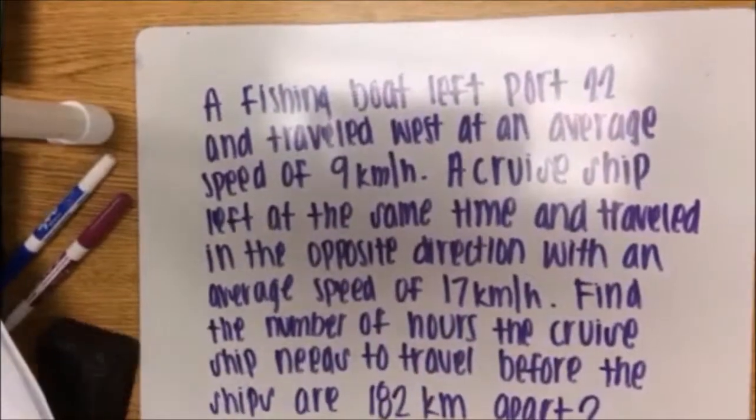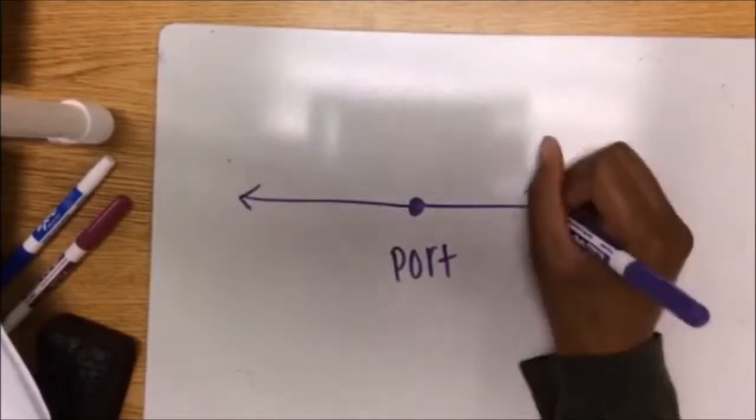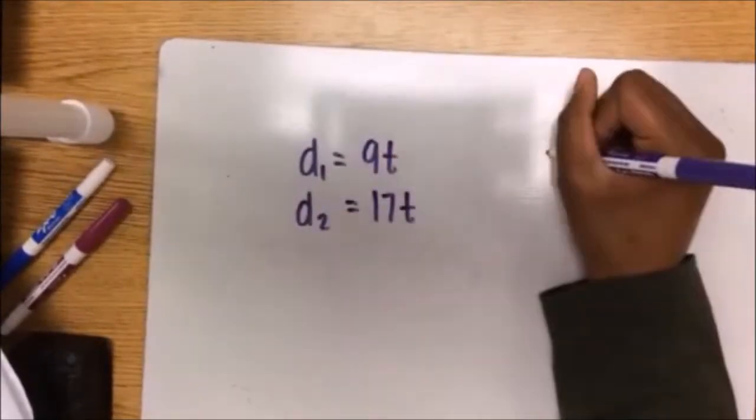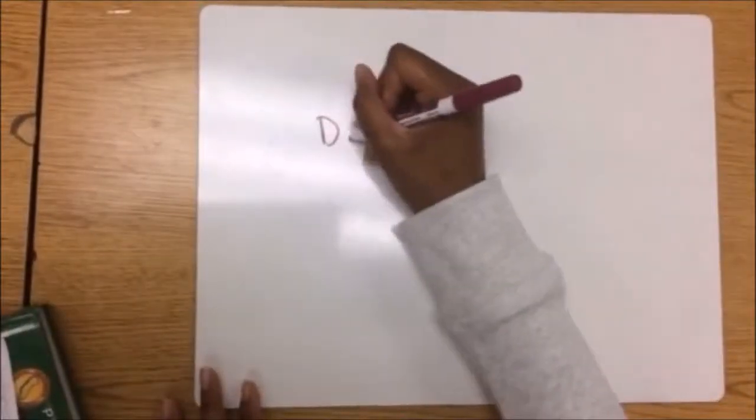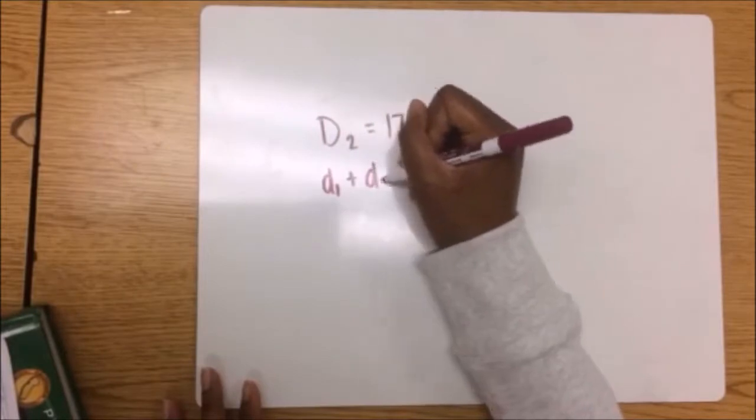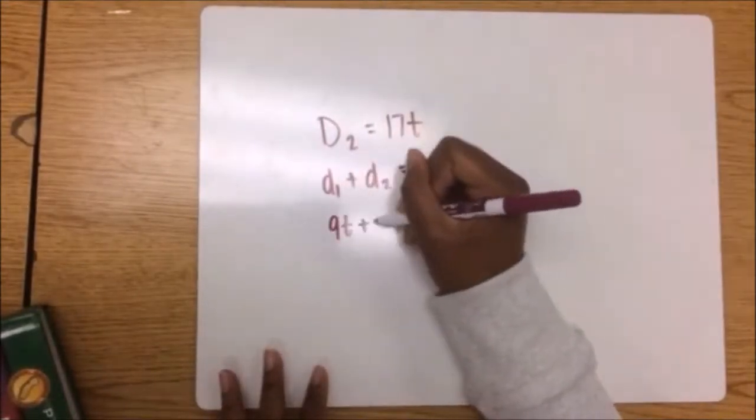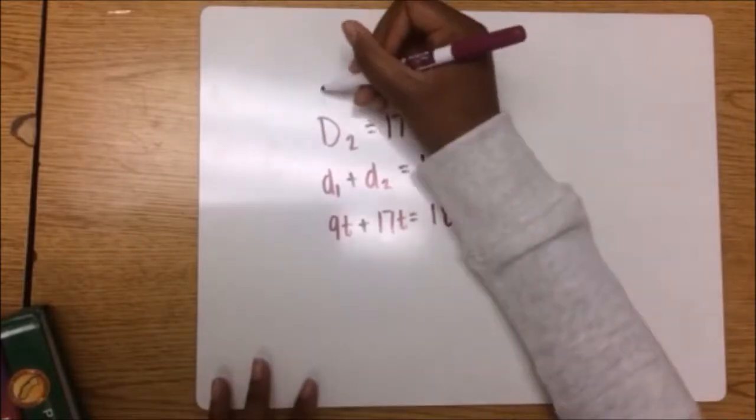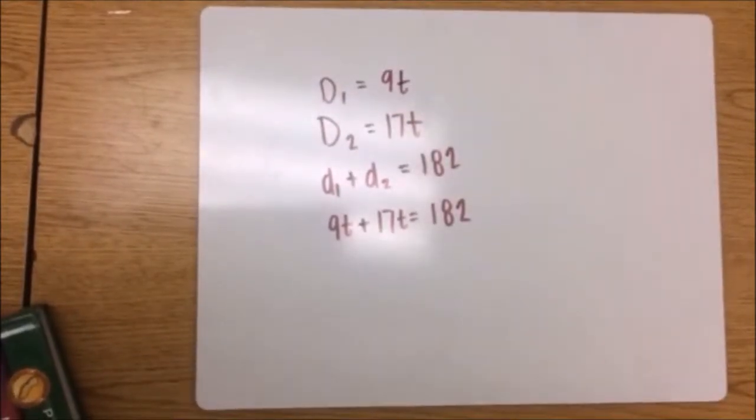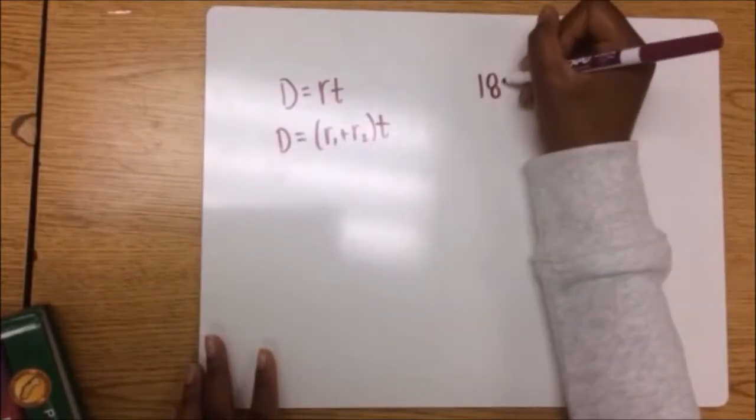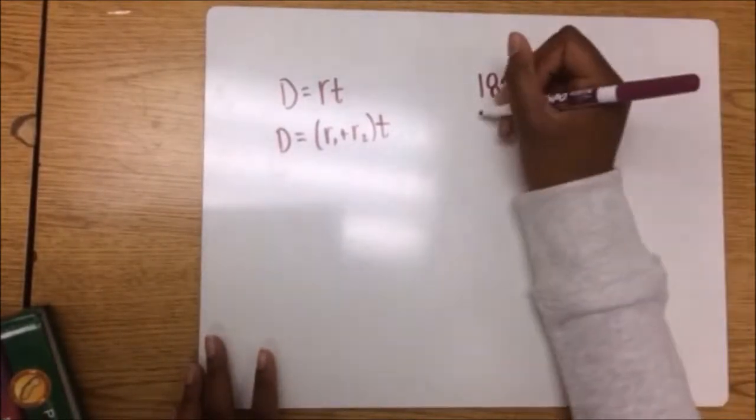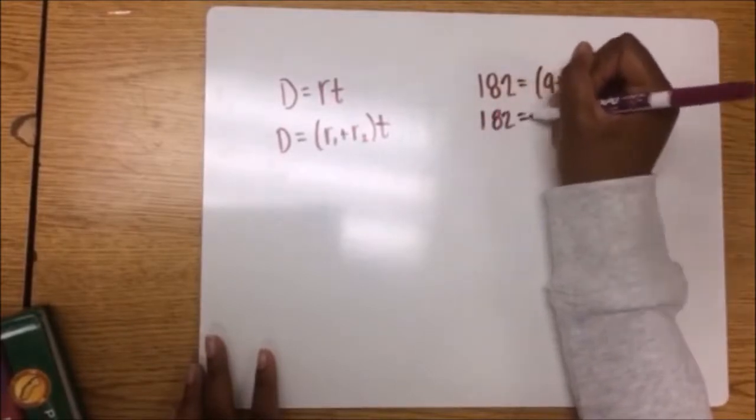First, draw a visual to help you solve the problem. Now write D1 equals 9t and D2 equals 17t. Remember, D is the distance, R is the rate, and T is time. Now write D1 plus D2 equals 182, which is the distance they need to be. Now replace D1 with 9t and D2 with 17t. Now write D equals RT, and D equals R1 plus R2 times t. Replace D with 182 and R with 9 plus 17.